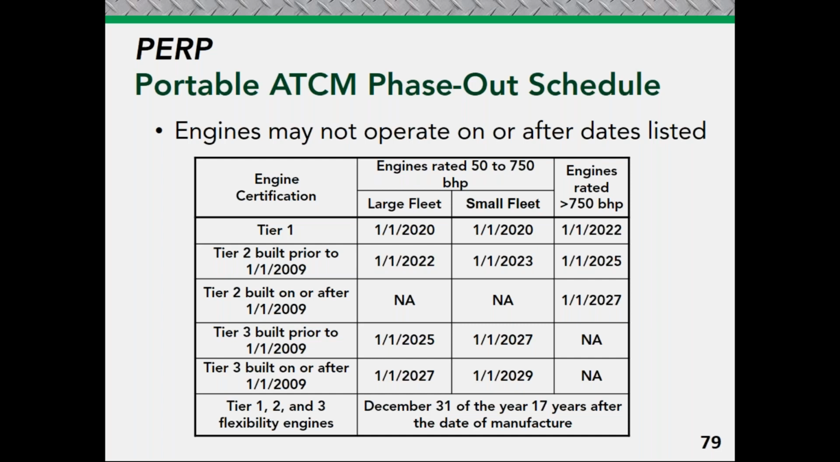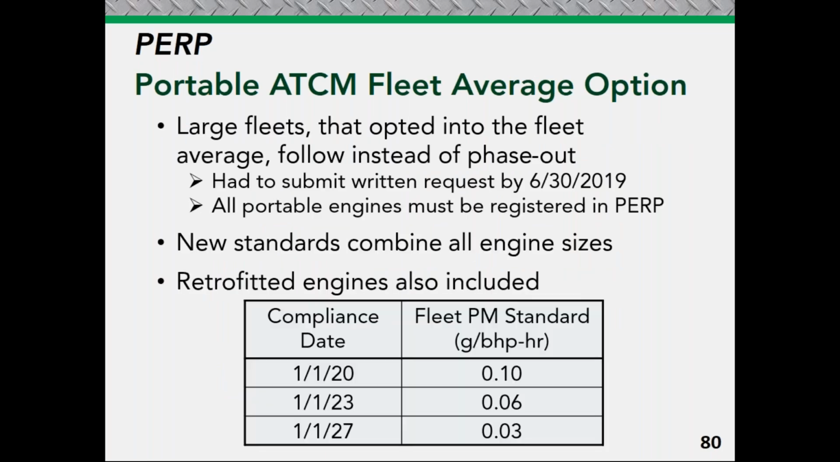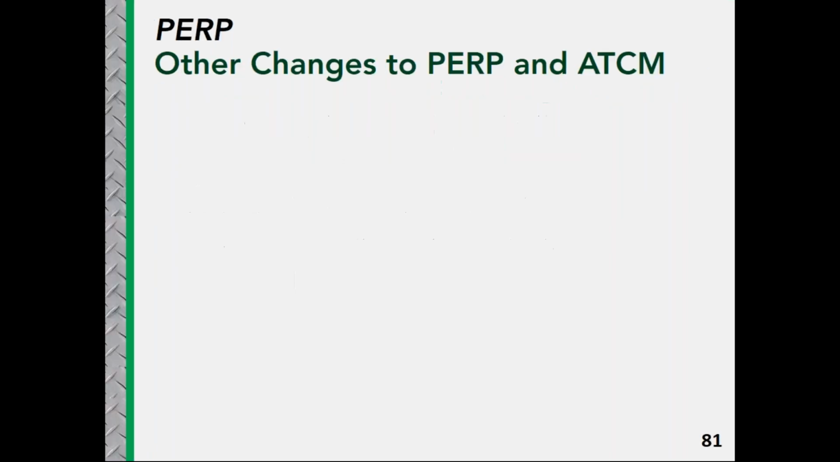And as you can see by looking at this, by the end of this decade, you're going to have primarily nothing but tier 4 interim and tier 4 final engines in operation, for the most part. The large fleet option I was telling about is right here. These are fleets that applied by June 30th of last year to stay in their fleet average. So they have this standard if they did that. If they didn't do that, like I said a few minutes ago, you can't get into this option anymore.